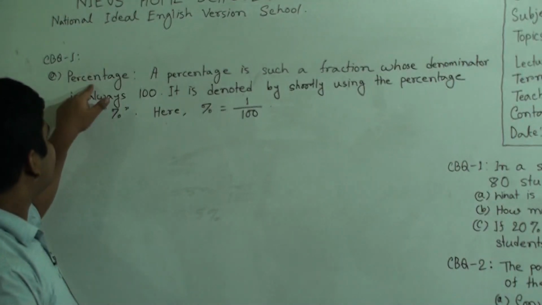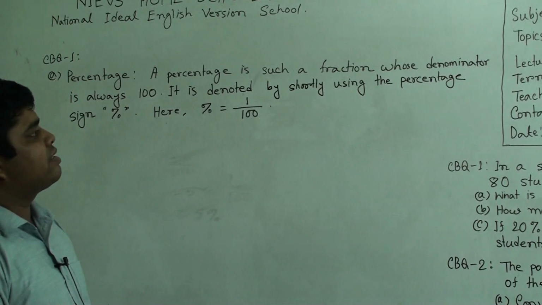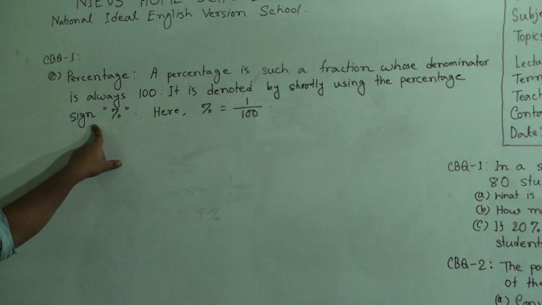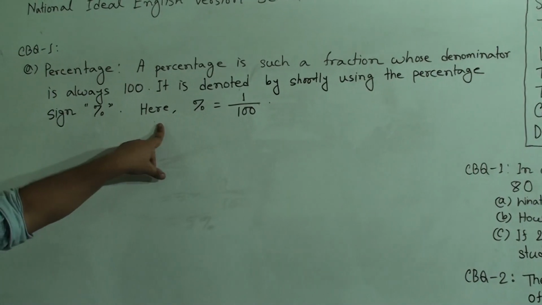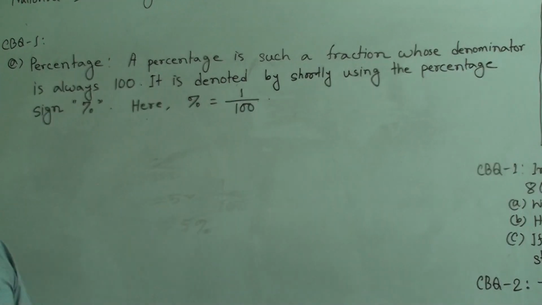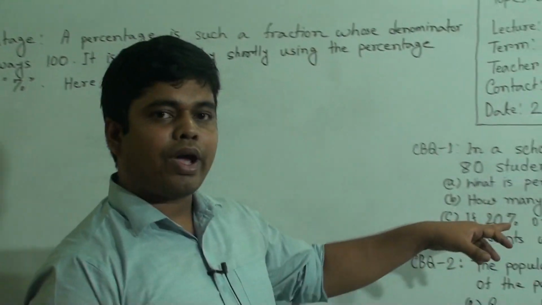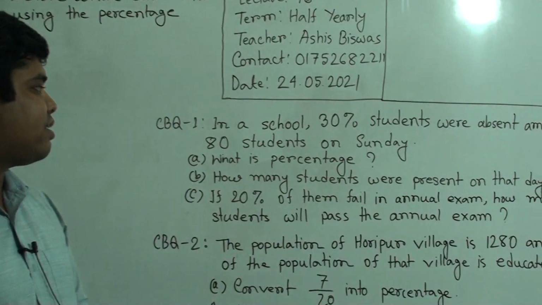So what is percentage? I repeat this. A percentage is such a fraction whose denominator is always 100. It is denoted shortly using the percentage sign, and here percentage equals 1 by 100. Okay, next we shall solve question number B. How many students were present on that day?